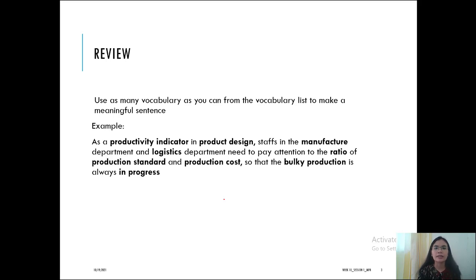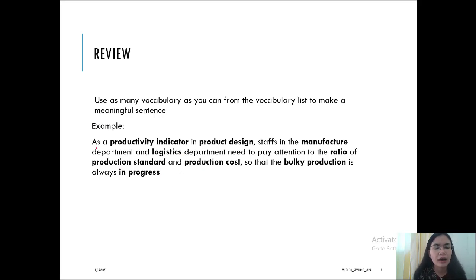Yes, as you know, last week we were talking about production as the main topic, and we also talked about pie charts and how to present them using the vocabulary. And last week we also talked about plenty of vocabulary quite extensively. So for a quick review, I want you to have a look at this one. I want you to use as many vocabulary items as you can from the vocabulary list to make a meaningful sentence. For example, over here, I'm using quite plenty. I think 1, 2, 3, 4, 5, 6, 7, 8, and 9 in one sentence.